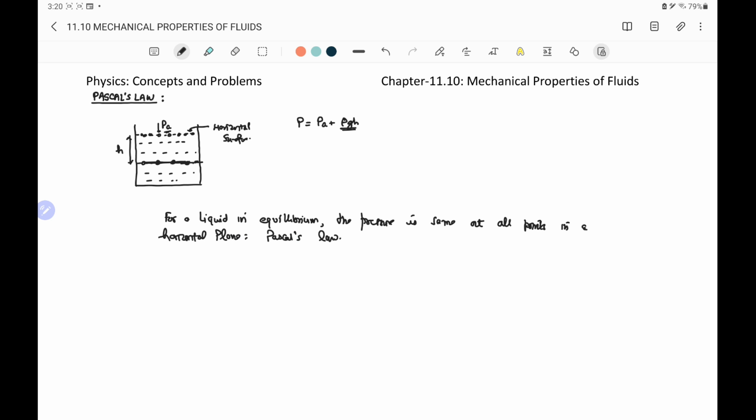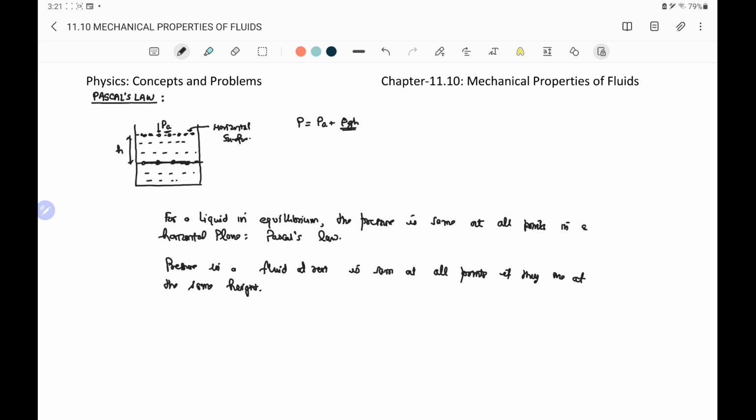In other words, we can say that pressure in a fluid at rest is the same at all points if they are at the same height.